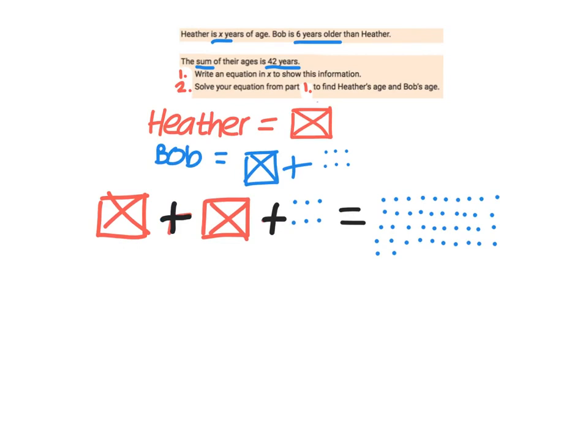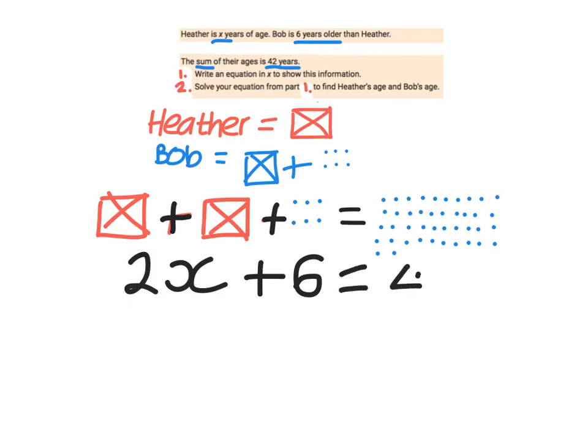Okay, so now we can try and represent this using algebra. So we have 2 boxes here, and we know each box stands for X, okay? And then we have X plus X, so X plus X gives us 2X, right? Then we have plus, and we have 6 dots there. So that's plus 6, and that is equal to 42.